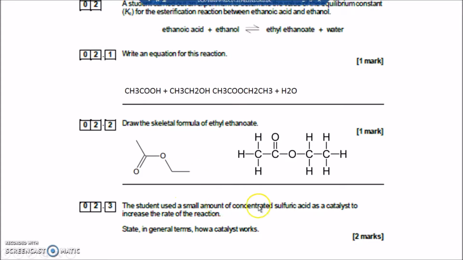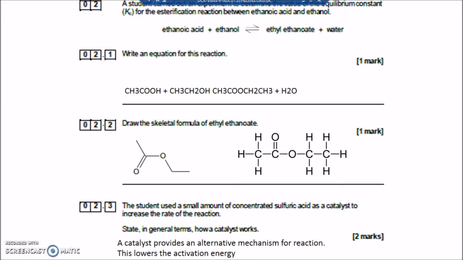The student used a small amount of concentrated sulfuric acid to act as a catalyst. How does the catalyst work? Well, it provides an alternative route or mechanism for a reaction, and therefore, by doing so, lowers the activation energy. Catalyst provides an alternative route for a reaction or mechanism. Same thing, both are allowed. This lowers the activation energy.